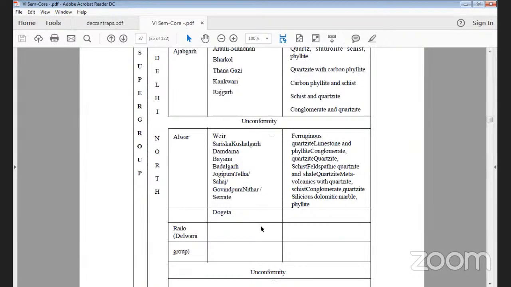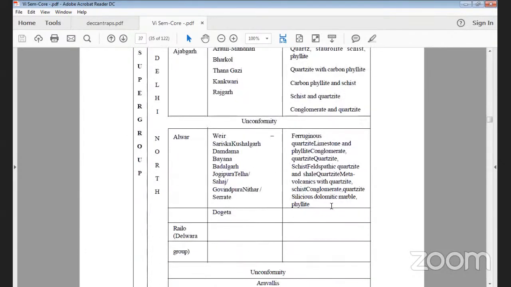One is the Serete. The second one is the Govindapuranita. The third one is the Shahas, Jogipura Tekla, Baldarha, Bayana, Damda, Sarika Kushalgarh, and Bear.